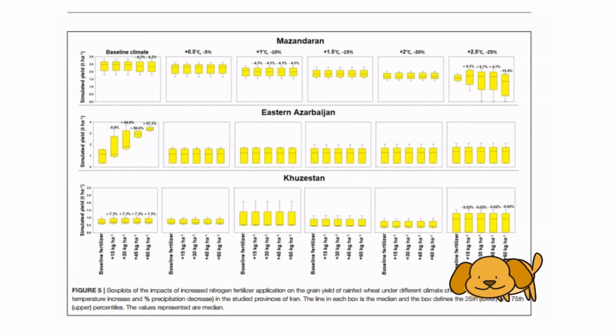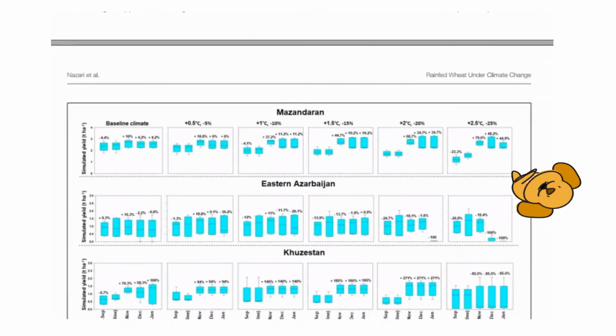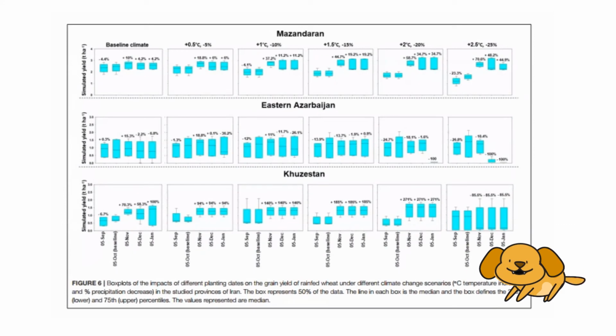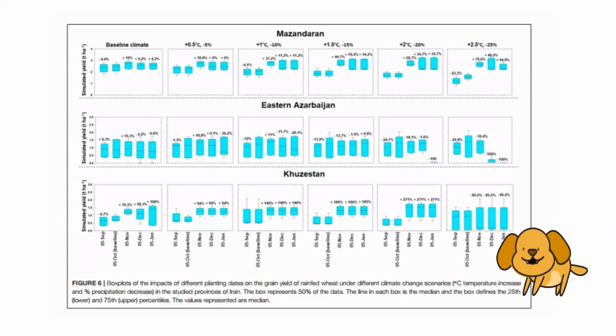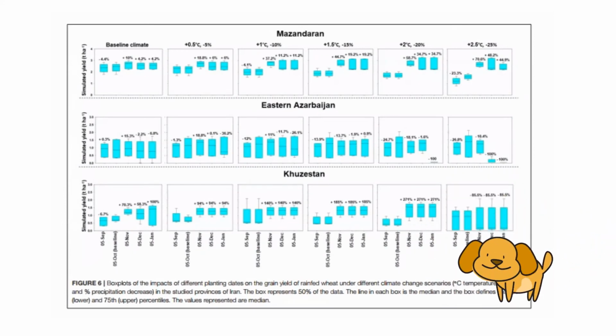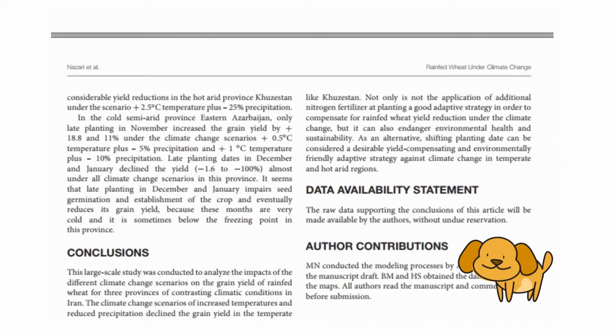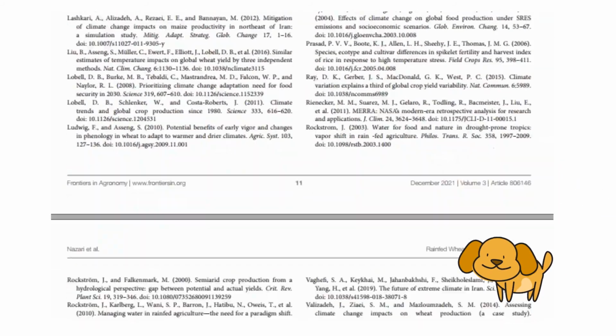Finally, the application of additional nitrogen fertilizer at planting is not a good adaptive strategy to compensate for rain-fed wheat yield reduction under the climate change, but it can also endanger environmental health and sustainability. As an alternative, shifting planting date can be considered a desirable yield compensating and environmentally friendly adaptive strategy against climate change in temperate and hot arid regions.